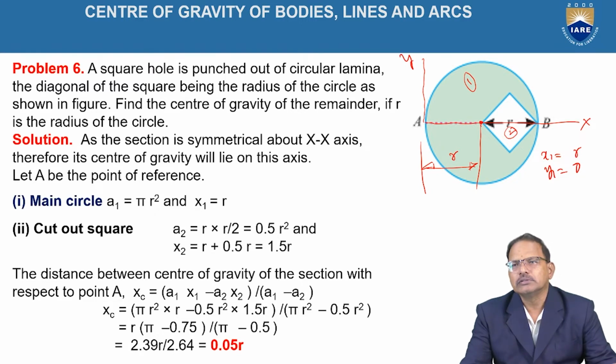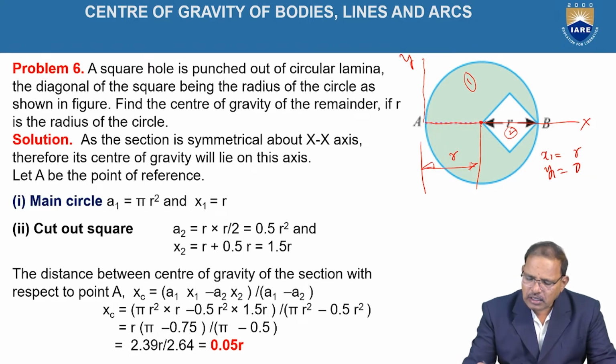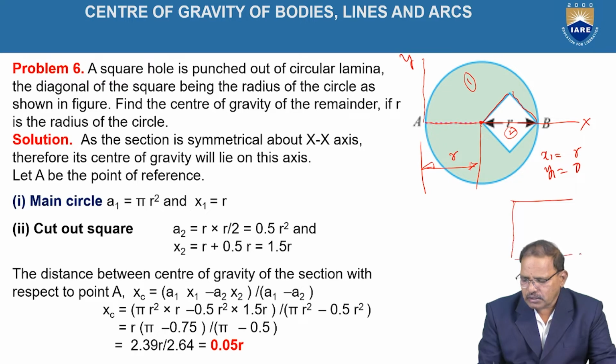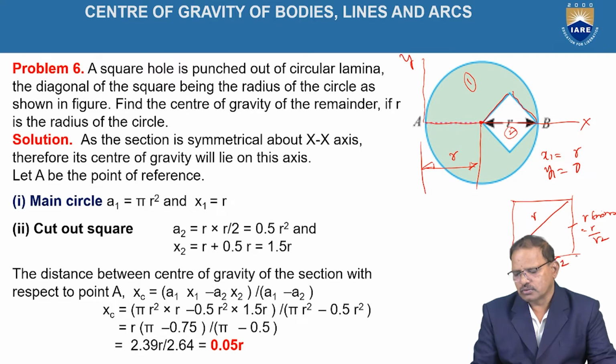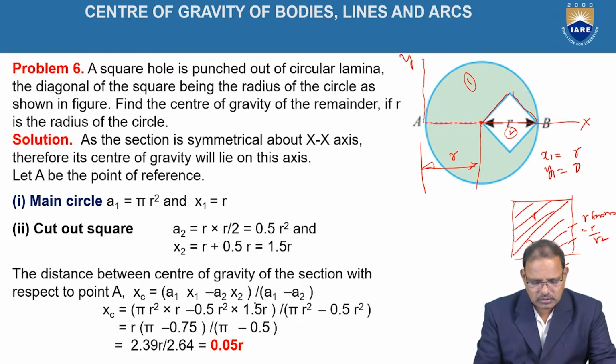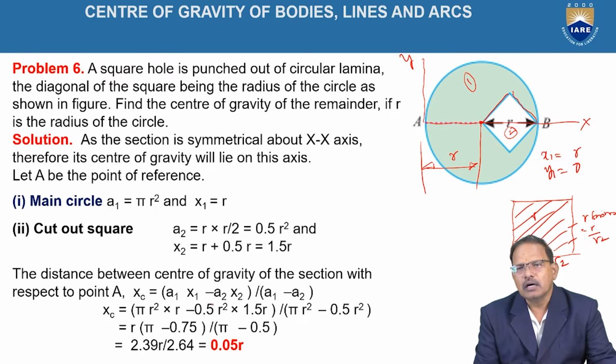Similarly, for the second, the cutout square, the area is required, so the side length is required. If you take it like this, the diagonal is given as r. Side is equal to r into sine 45, which is equal to r by root 2. Similarly, the other side is also equal to r by root 2. So, the area of the cutout square is r by root 2 into r by root 2, which is equal to r square by 2 or 0.5 r square now.